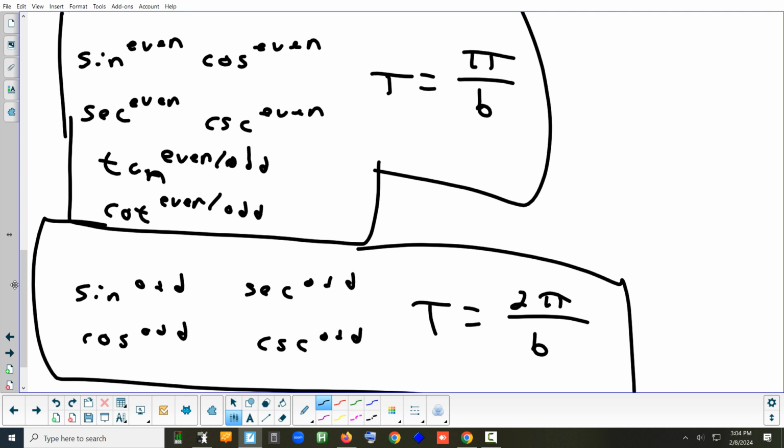Okay, so any questions on which one are pi over b and 2 pi over b? That's right.